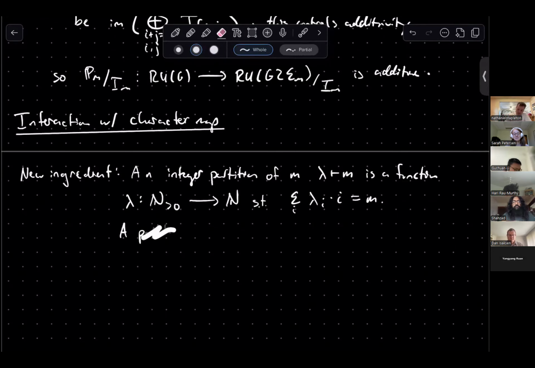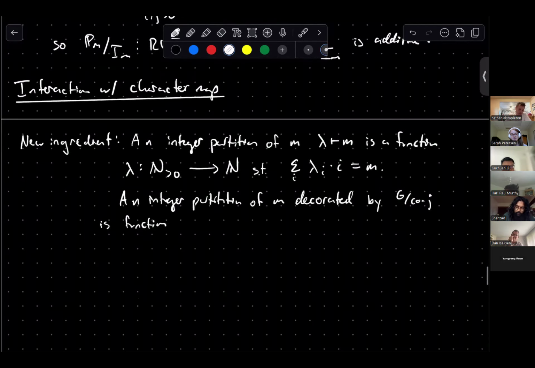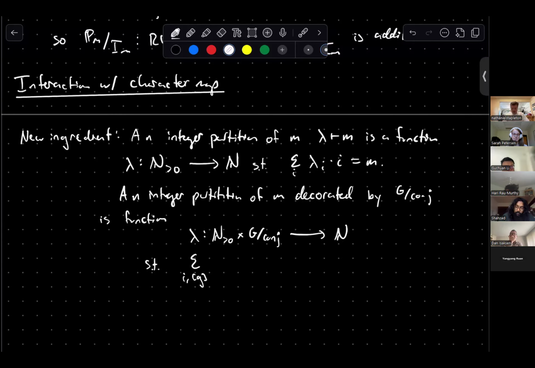So further, I need a generalization of this. An integer partition of m decorated, and I could put any set here, but I'm going to choose a very particular one, G mod conj, is a function lambda from n greater than 0 times G mod conj to n, such that if I sum over all pairs of elements in the source of lambda, the value of lambda on the pair times I, I get m.